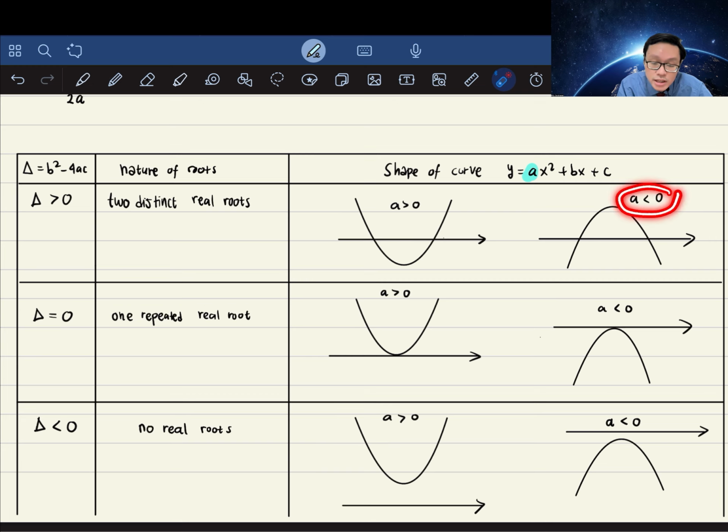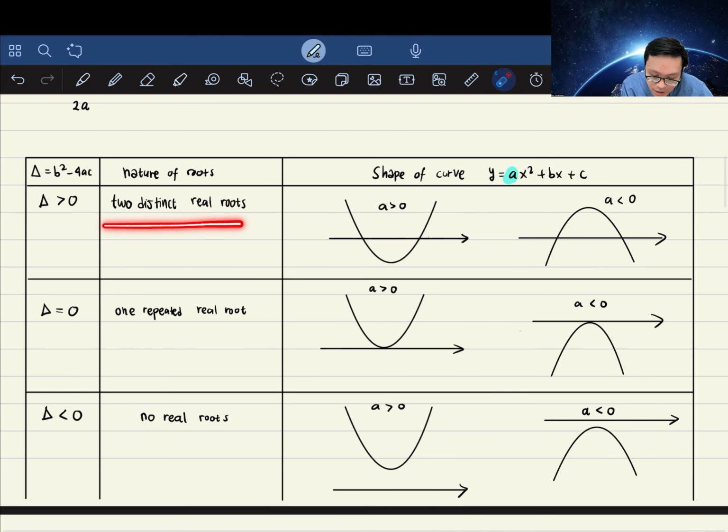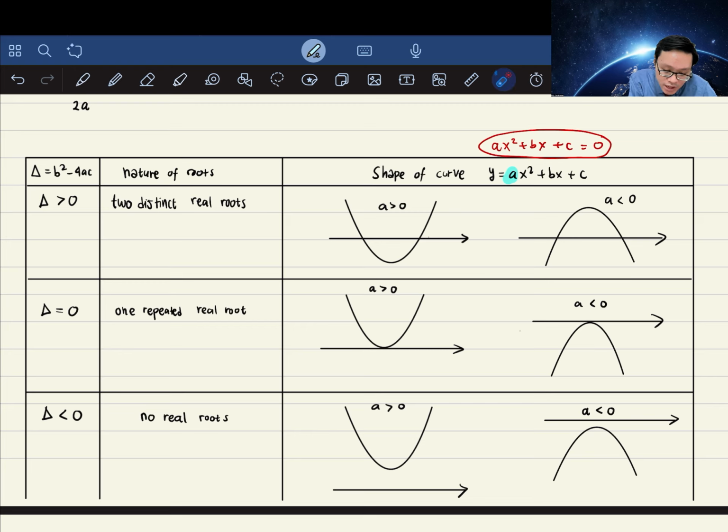But if a is negative, it's a quadratic facing down like this. Now, if you have two distinct real roots, it means that the value of y is 0, because you want to solve the quadratic equation ax squared plus bx plus c equals 0. If you relate this to the graph, you have two solutions. You have two distinct real roots. You have two values of x, x1 and x2.